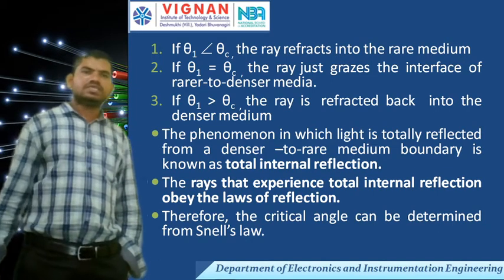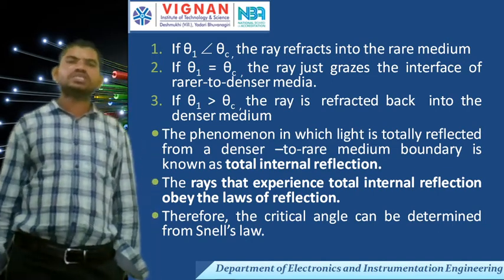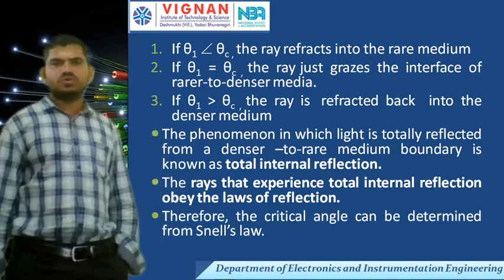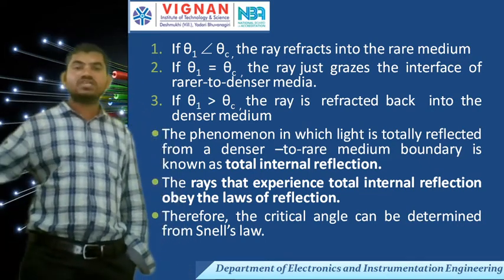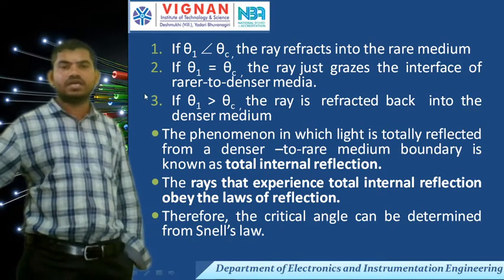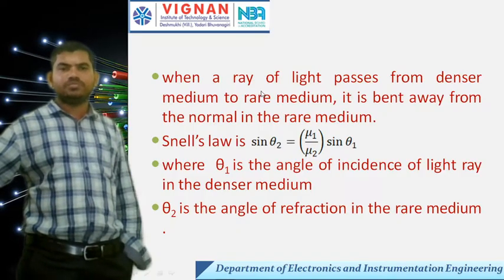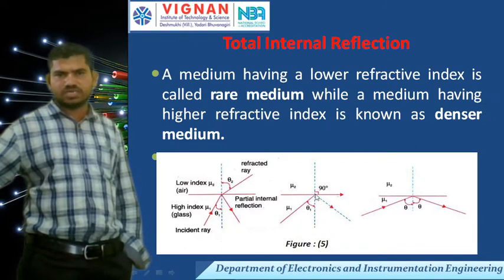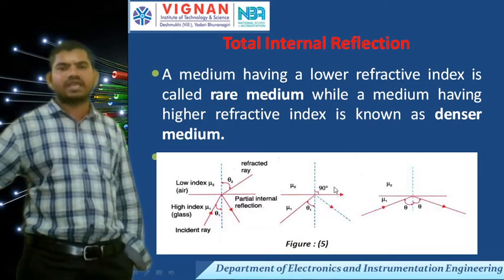The second case: if my incident angle is equal to the critical angle, the ray just grazes the interface between the rarer and the denser medium. That means in the second case, the ray goes to this surface, and at this place the angle is 90 degrees, that is nothing but the critical angle.